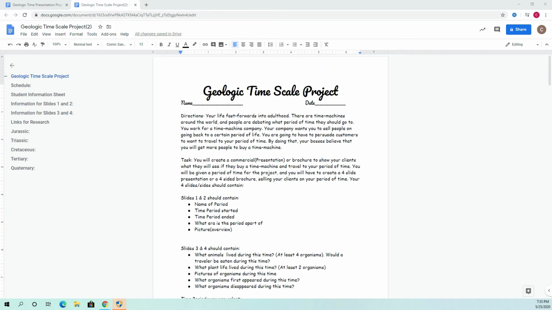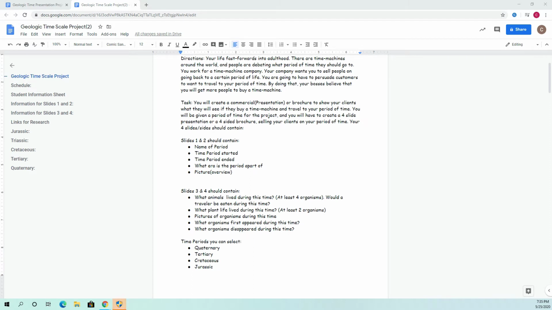Then, this is a breakdown of what your presentation must have. You must have 4 slides plus a sources cited, so 5 slides in total. Your first slide and your second slide should have the name of the period you were doing, the time the period started, the time the period ended, what era the period is a part of, and a picture that kind of sums up that period.